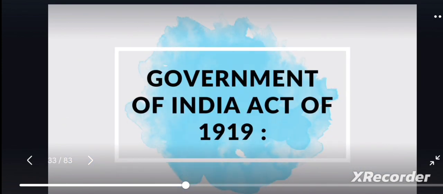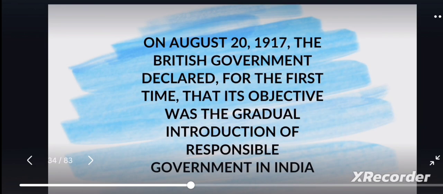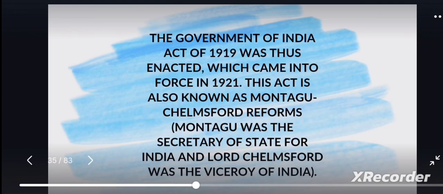Government of India Act of 1919. On August 20, 1917, the British government declared for the first time that its objective was the gradual introduction of responsible government in India. The Government of India Act of 1919 was thus enacted, which came into force in 1921. This act is also known as the Montagu-Chelmsford Reforms. Montagu was the Secretary of State for India and Lord Chelmsford was the Viceroy of India.